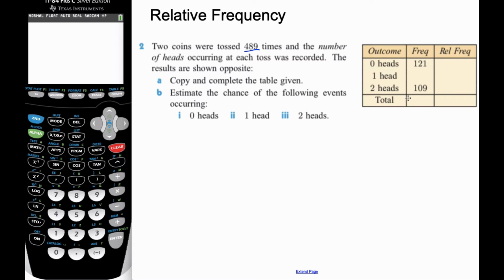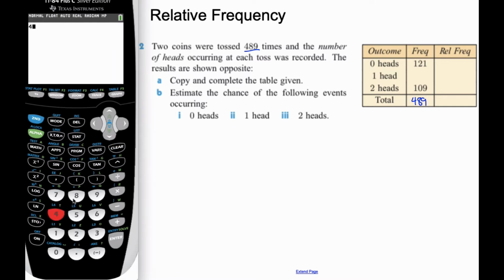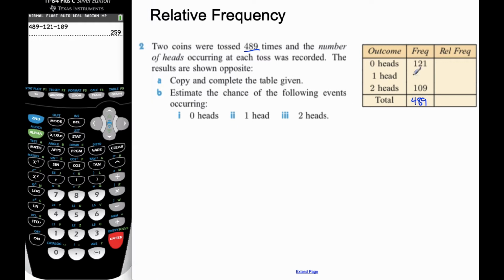So I know my grand total has to be 489 throws. I have two heads and I have 0 heads. The remaining has to be 1 head. So if I add 121 plus this mystery number plus 109, it'll give me 489. Or I could also take the 489 and subtract 121 and subtract 109. And when I do that, I get 259. So I have 259 tosses of two coins where I had 1 head.